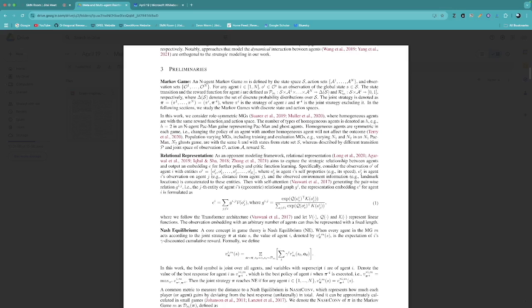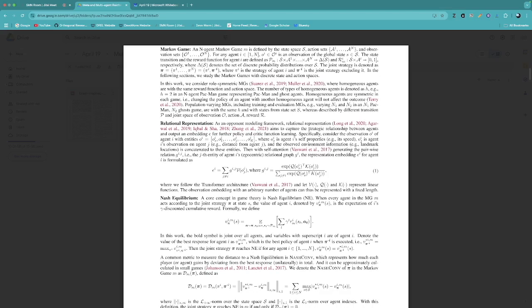So if we swap out Pac-Man or ghosts, they basically follow the same rules. Population-varying Markov games, including training and evaluation Markov games, in other words, varying N1 and N2, where you have Pac-Man and ghosts, are with the same H in the states from S, or are described by different transition and joint space observation, action, and reward functions.